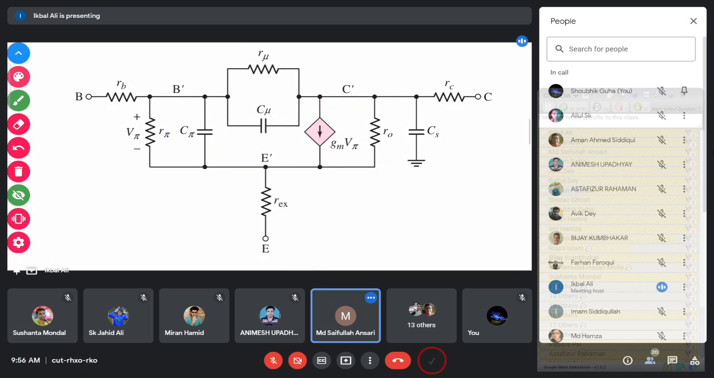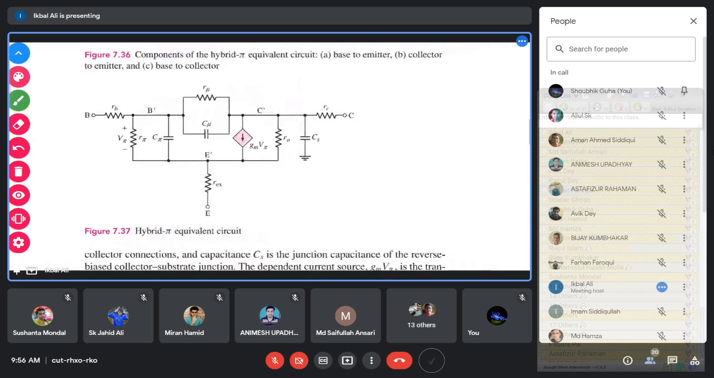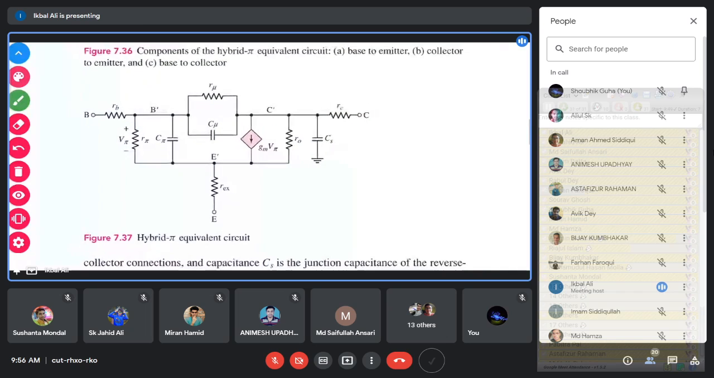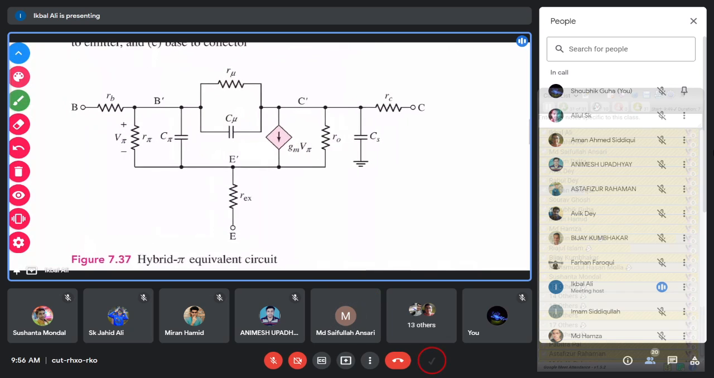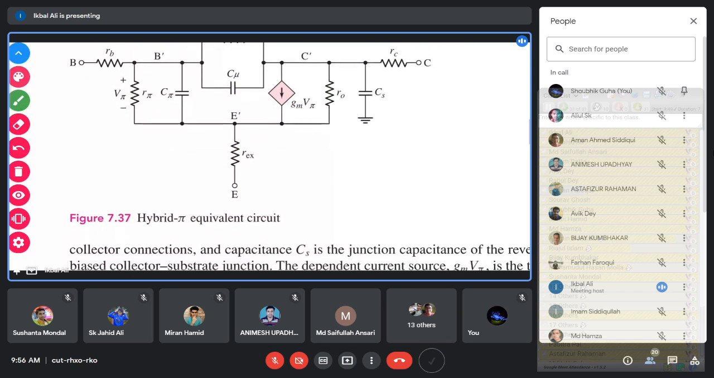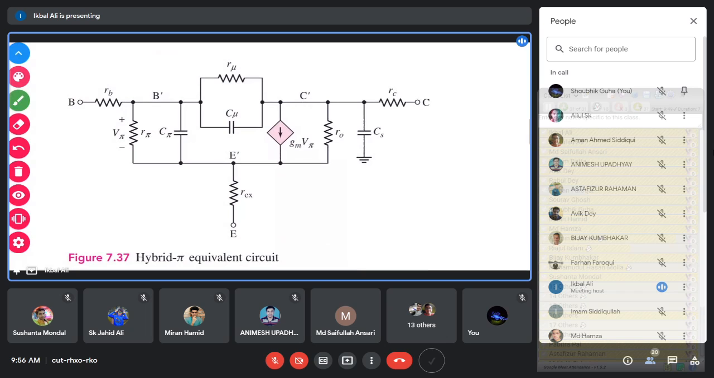Is there any question for anybody? Such as, what is the difference between the high frequency and low frequency model response of the transistor? You can find it in several books, okay, but you need to understand why it is called the high frequency, why it is called the low frequency.